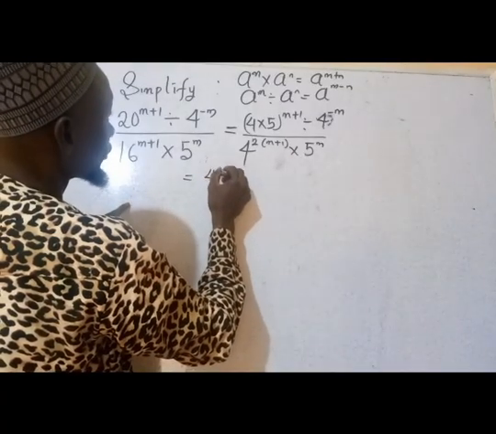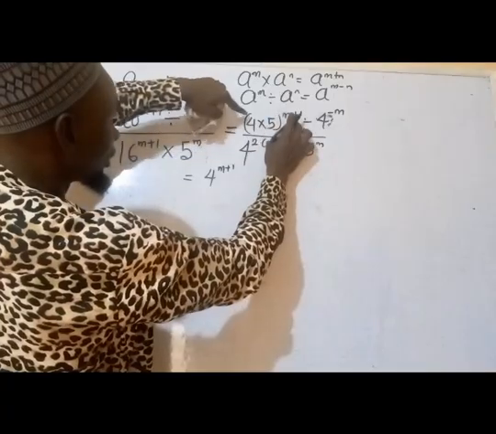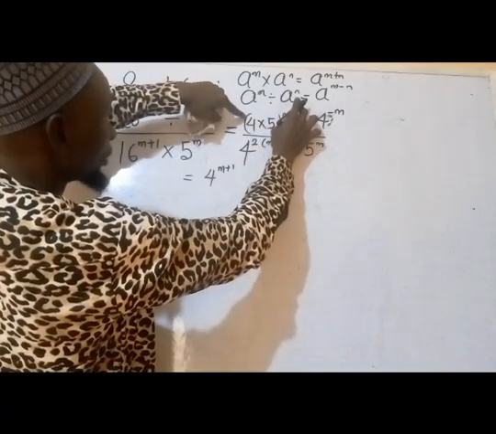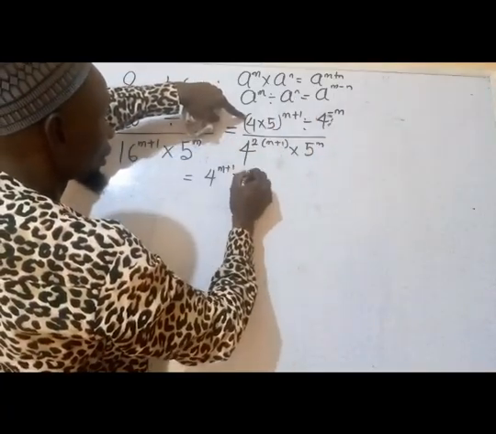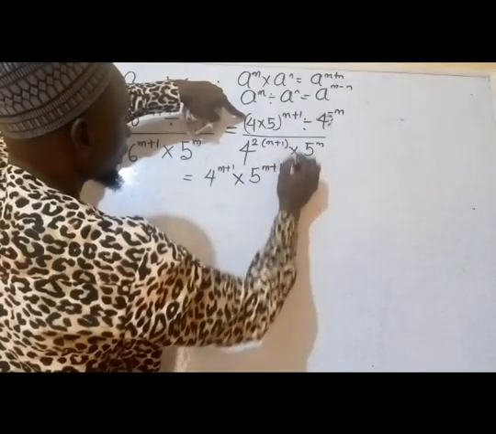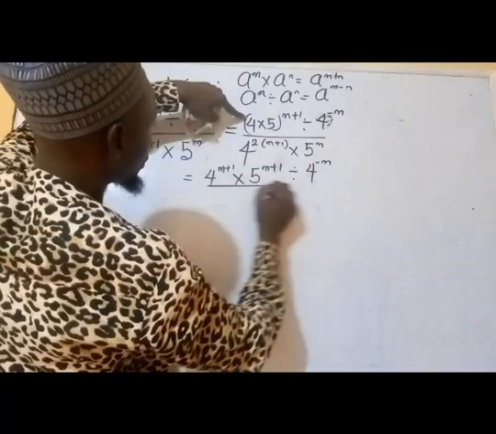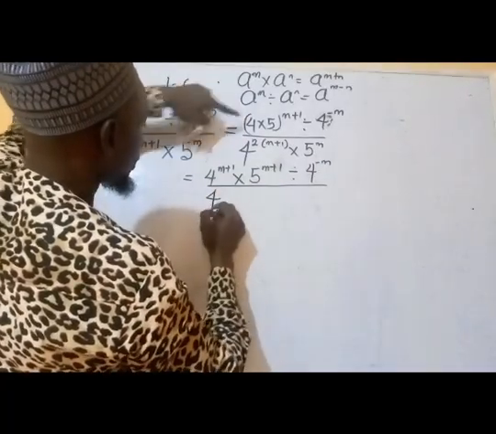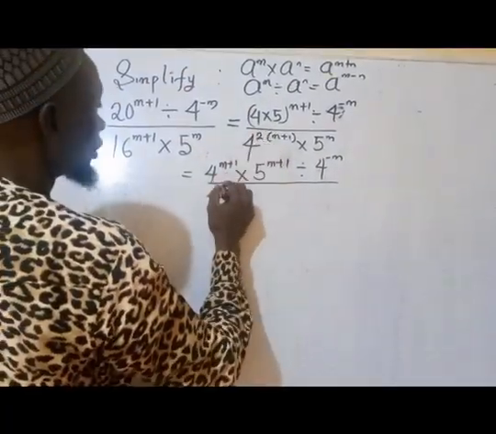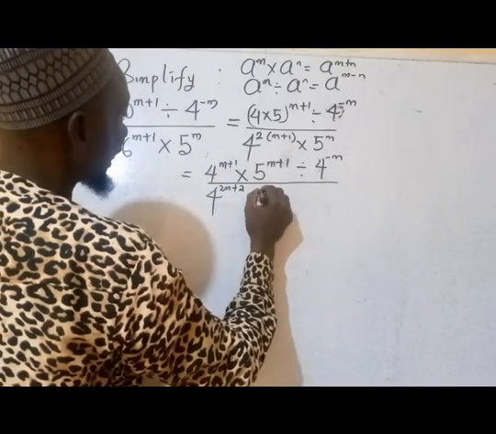Now here I can have something. I can say 4 raised to power m plus 1, because this power is common to both of them, 5 raised power m plus 1 divided by what? This one over this one will give us 2m plus 2, divided by what? Times, sorry.